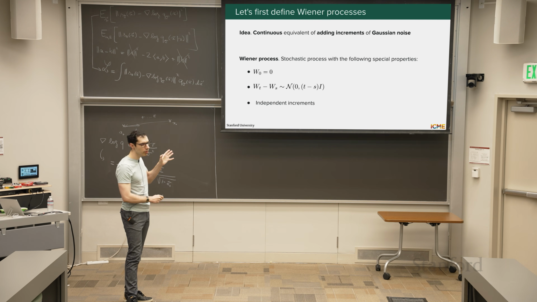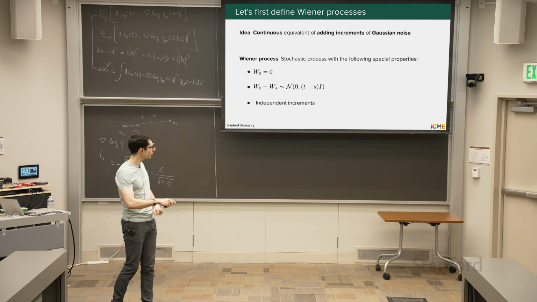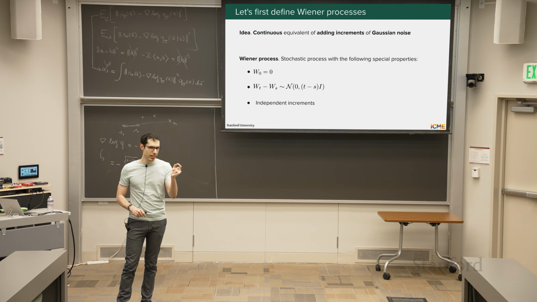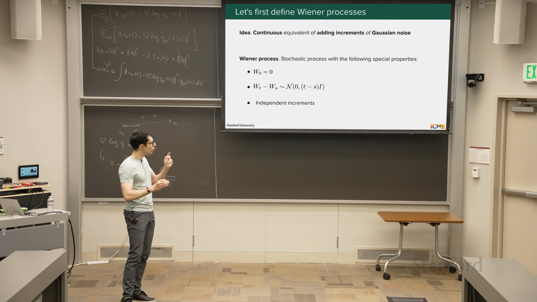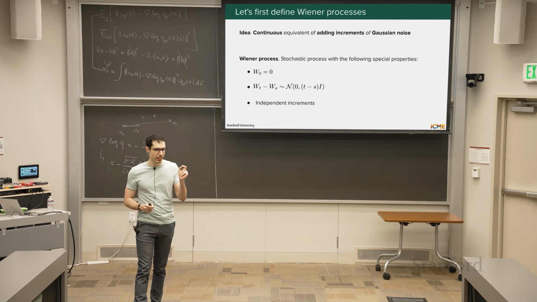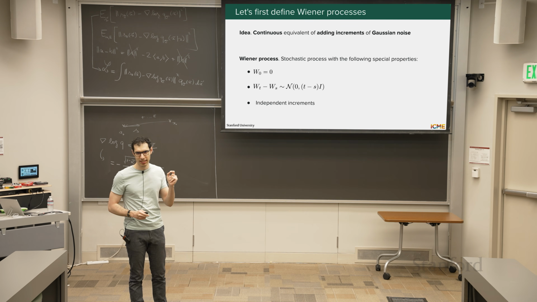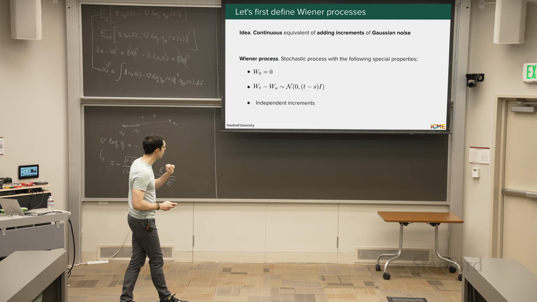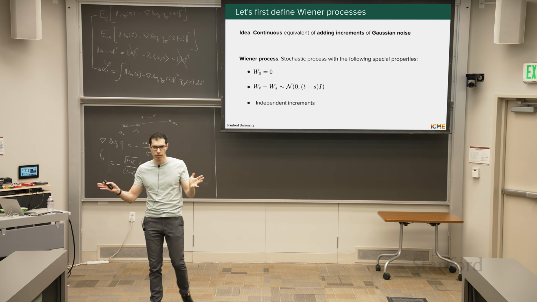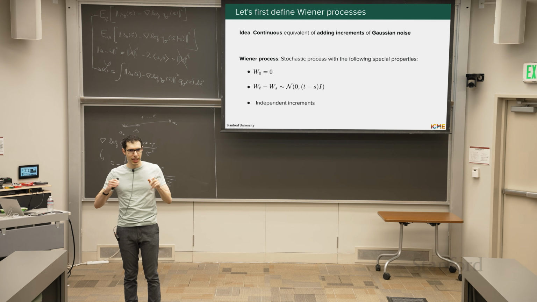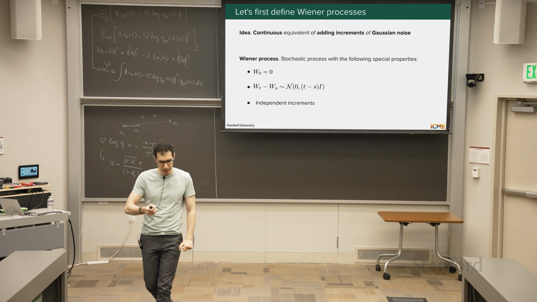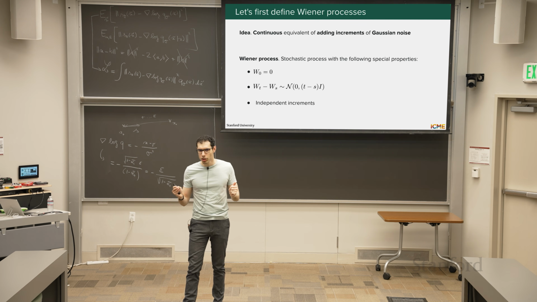We have W0, by definition, equal to 0. And the difference between Wt and Ws, which is an increment, follows a normal distribution of mean 0 and variance t minus s times I. And these increments, these differences, are actually independent from one another. So you can think of the equivalent of a random walk. You walk one here and then one there, but in the continuous world.